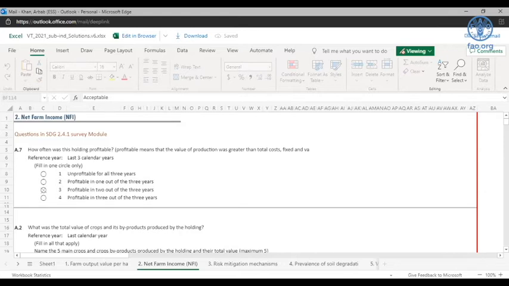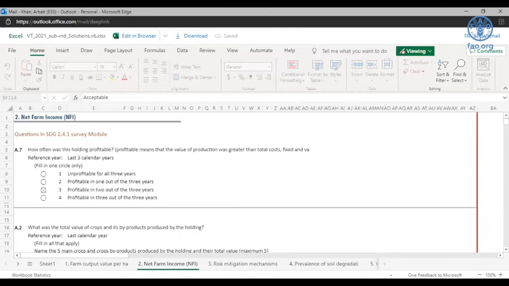Yes, we are well aware of this issue. Hence, for this particular sub-indicator, we have to train very well the enumerators, or the surveyors, the people who are administering the questionnaire in the field. We have to educate them and train them properly. All this information about how to train the enumerator is given in the enumerator manual that we have developed.